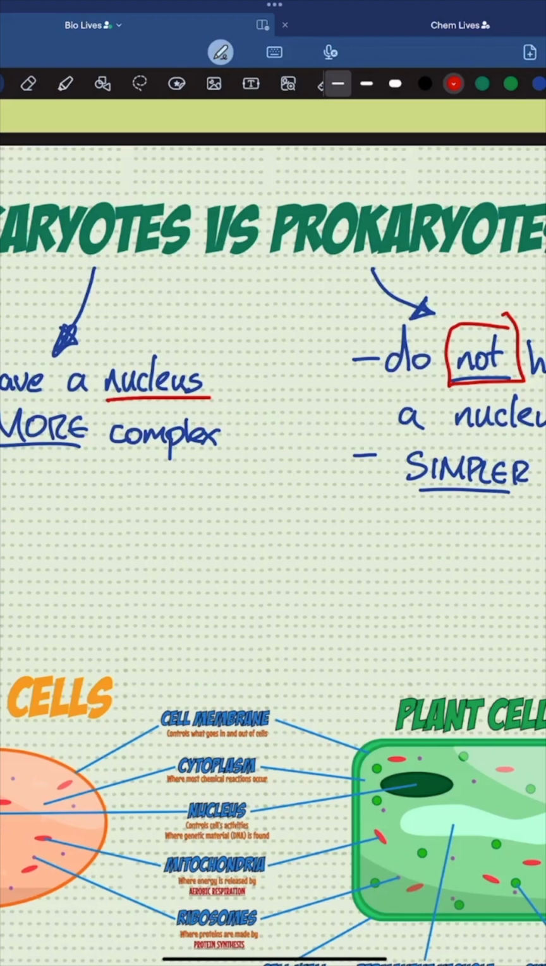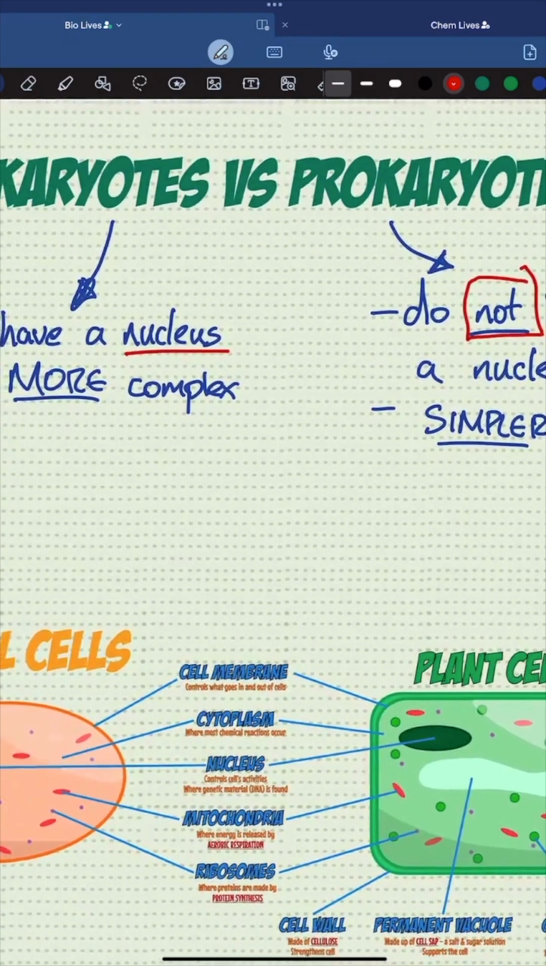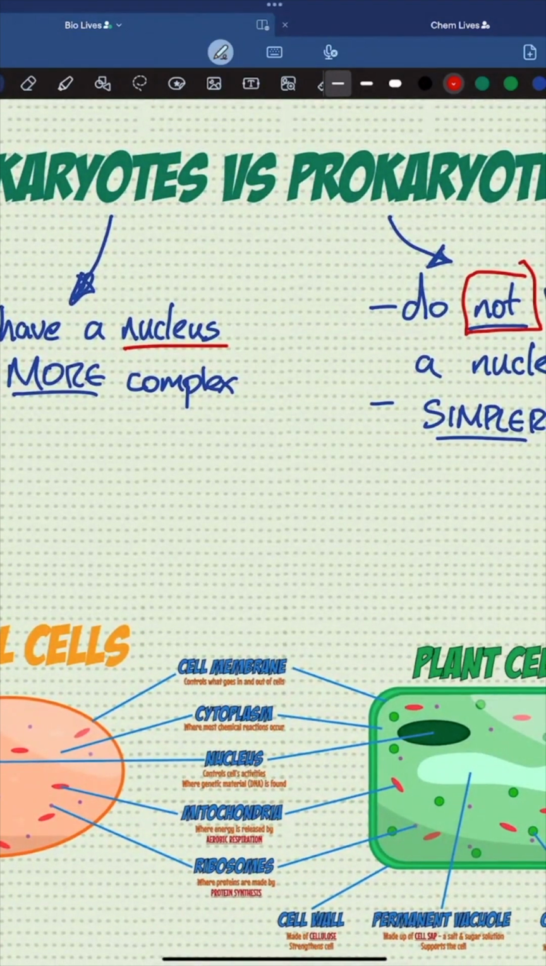Where are they found? What do you mean? Prokaryotes are bacteria. Bacteria are literally prokaryotes. They're organisms known as prokaryotes. Eukaryotes are animals and plants. We have eukaryotic cells, and bacteria have prokaryotic cells.